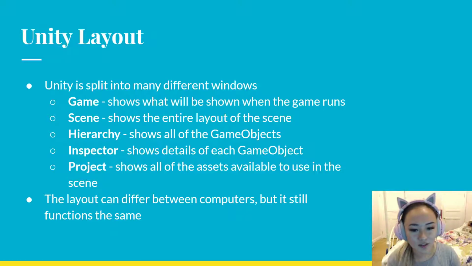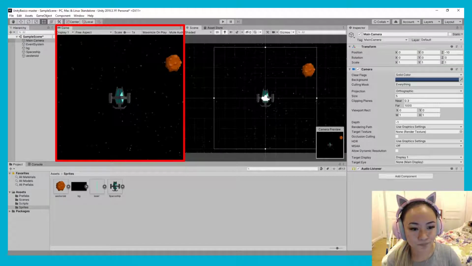Hierarchy shows all of the game objects. I'll go into what that is later. Inspector shows the details of each game object, and project shows all of the assets available to use in the scene. The layout can differ between computers, but it still functions the same. There's no right layout. It just depends on what layout you like for your personal workflow.